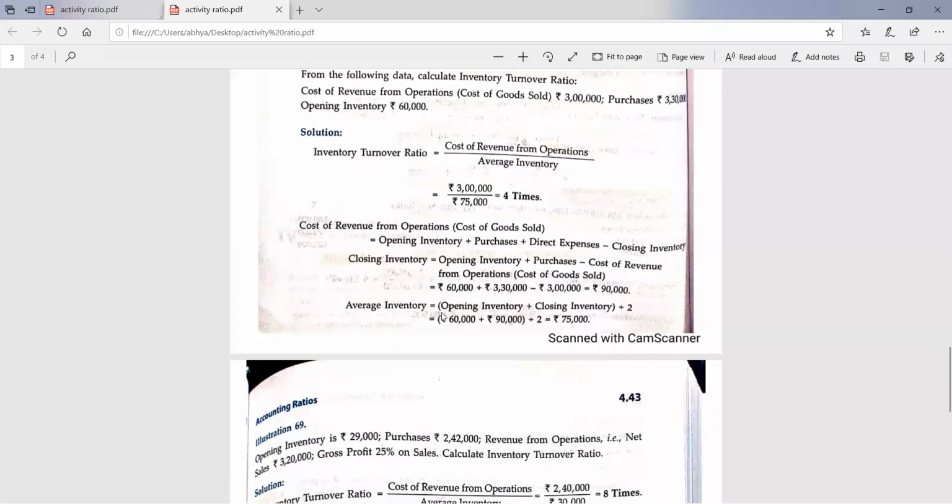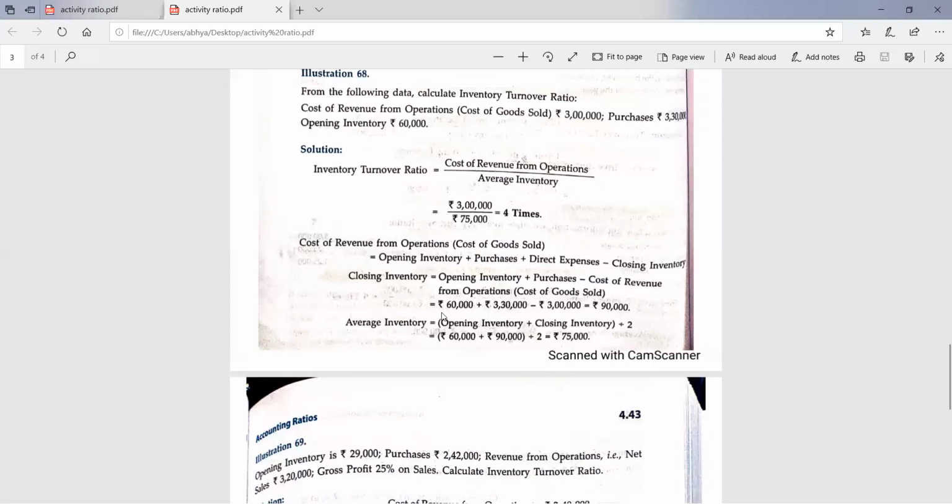Next question. Opening inventory 29,000. If you are not able to see, I am telling you the figures. Opening inventory 29,000. Purchases 2,42,000. Revenue from operations, which is net sales, RFO. Net sales are already given, 3,20,000. Gross profit 25% on sales.